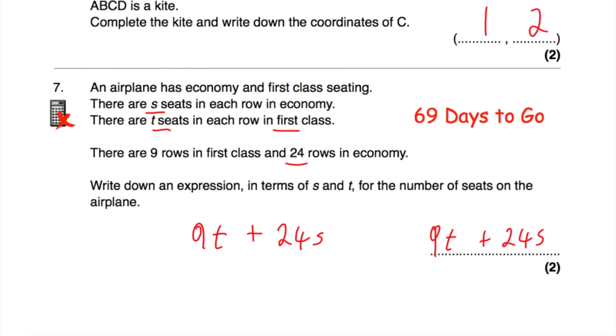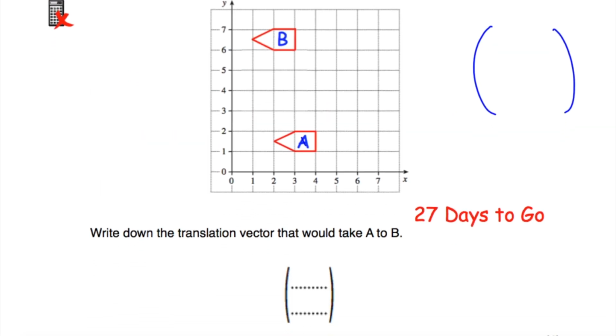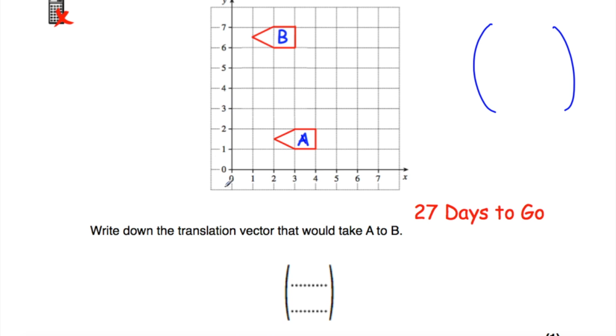Okay, let's look at our next question, question number 8. Question number 8 is a translations question, and we've been asked to write down the translation vector that would take A to B. In terms of A, I'm going to focus on one particular corner, this corner here, and see how I move this corner to this point here. To get from here to here, we would move 1 square to the left, and then we'd move 1, 2, 3, 4, 5 squares up.